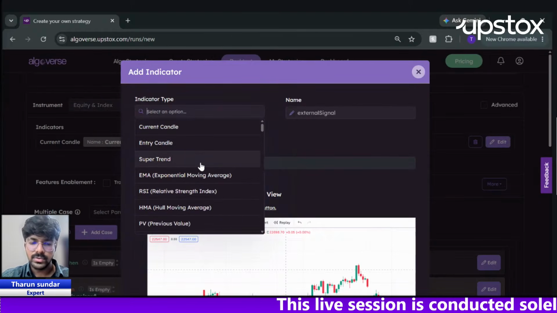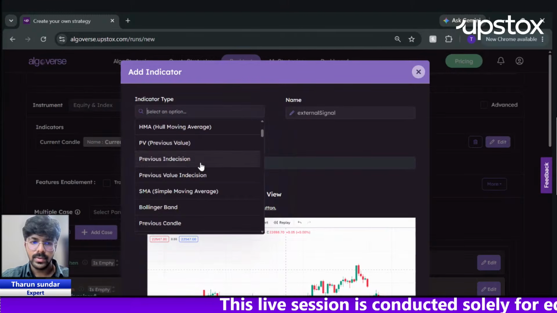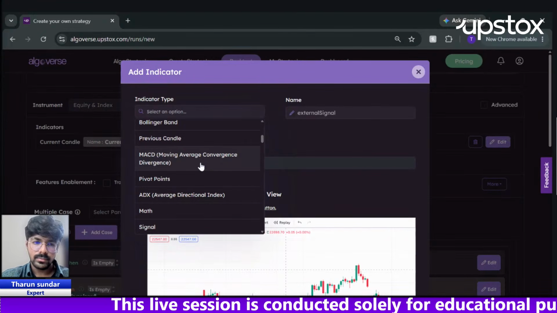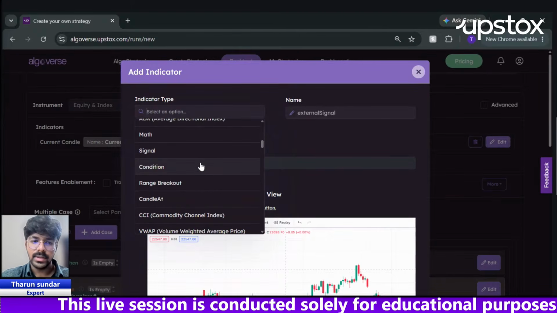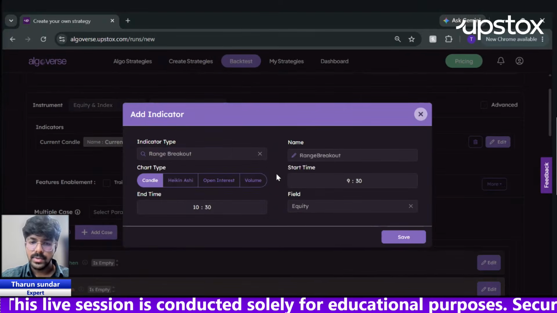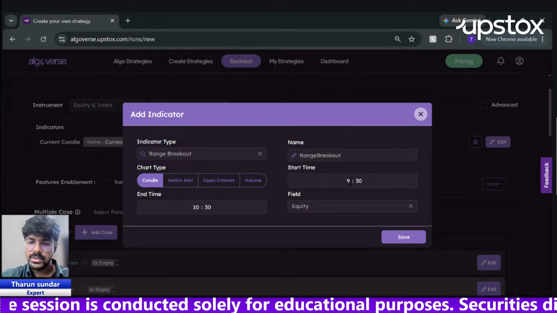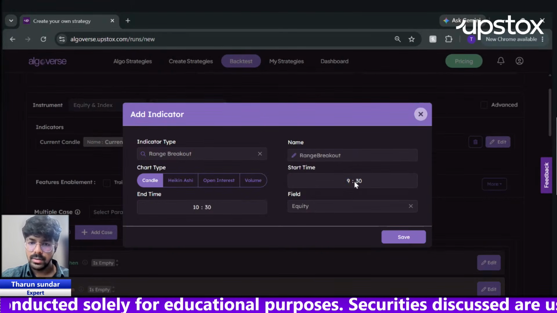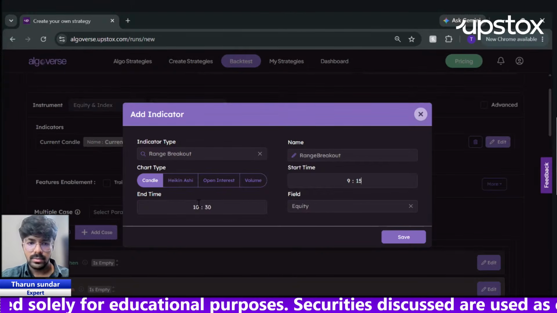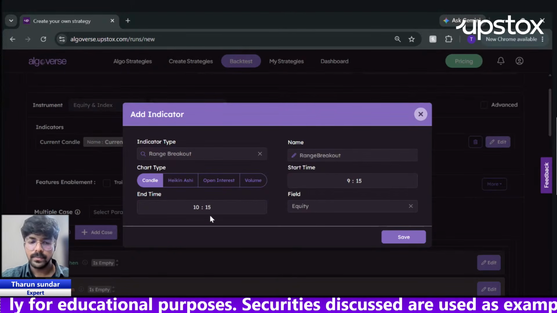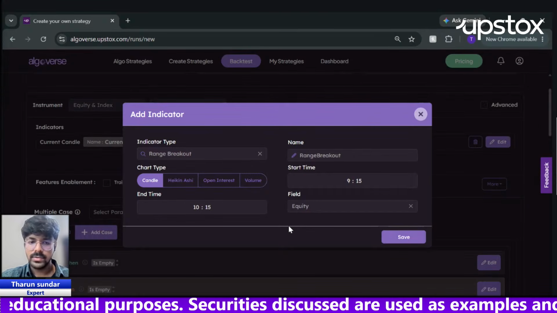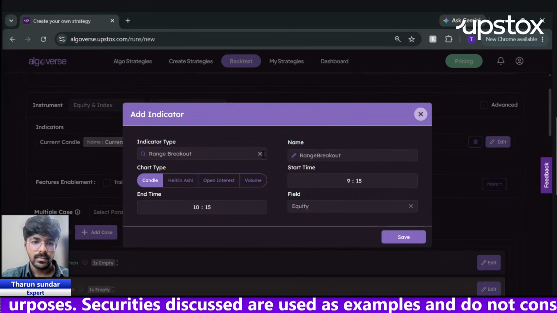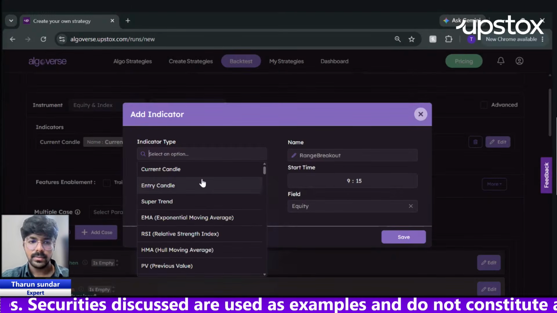Starting from your basic Supertrend, RSI, EMA, VWAP, we also have some features built as indicators. Let's say range breakout. For range breakout, I can simply mention the range which I want to create. Let's say I'm giving from 9:15 to 10:15, the first 1 hour. Based on this, Algoverse will give me the high and low values of that particular range. So we can create a range breakout just like that.